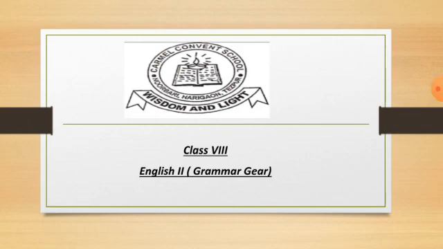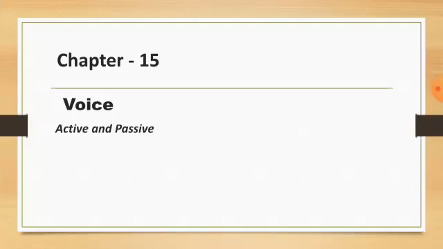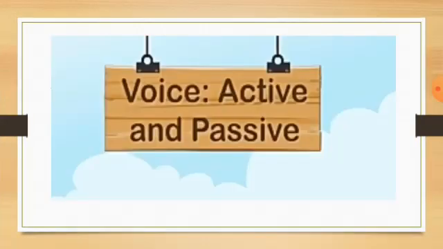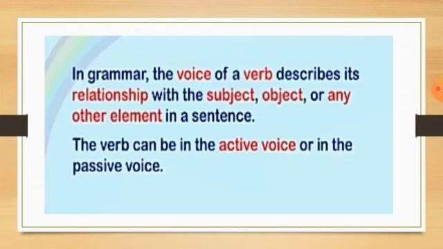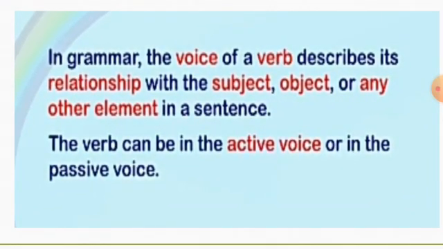Today we are going to start a new chapter, that is chapter 15, and the name of the chapter is voice. Alright, then let's see what is voice. Well, in grammar, the voice of a verb describes its relationship with the subject, object, or any other element in a sentence. The verb can be in the active voice or in the passive voice.